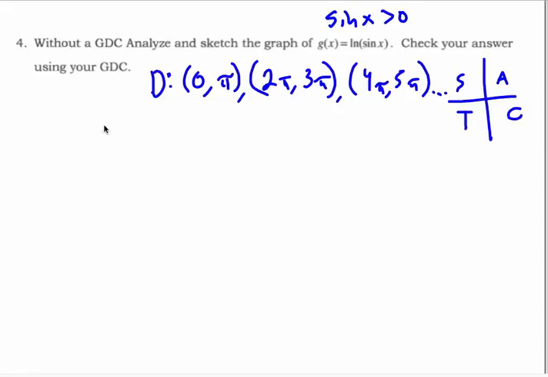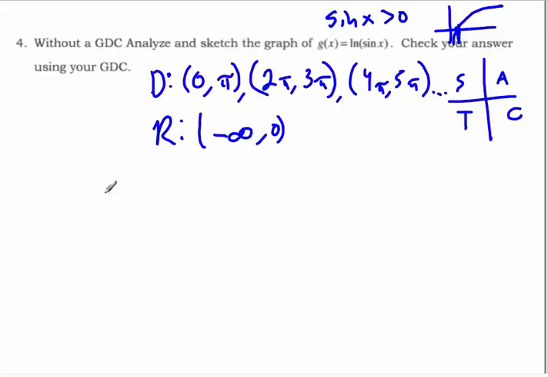Alright, so actually let's look at the range first. So if we look at the range, notice the argument of ln is sine. So the maximum that sine can be is 1. So we're just going to go up to this part of our sine graph. Okay, you're only going to get y values between negative infinity and 0. Okay, so only this part of the function.